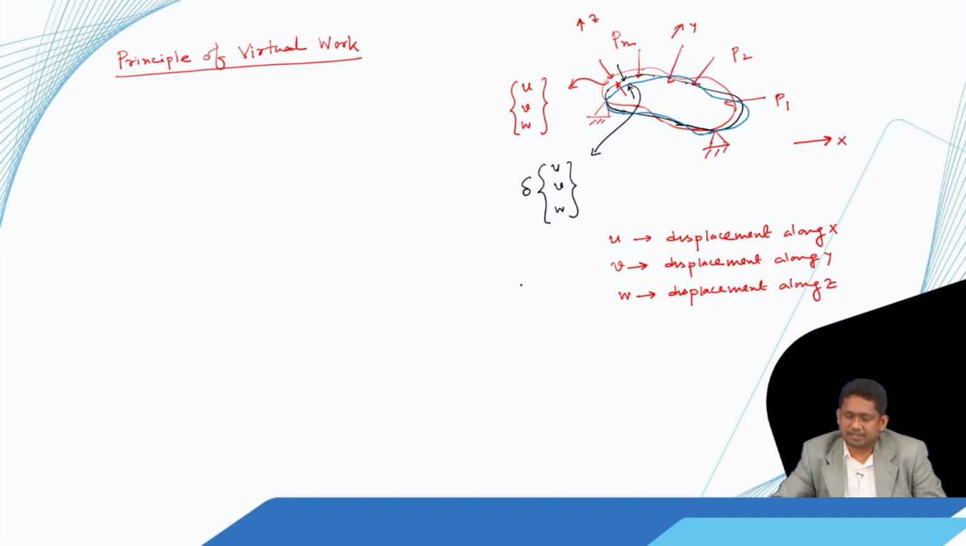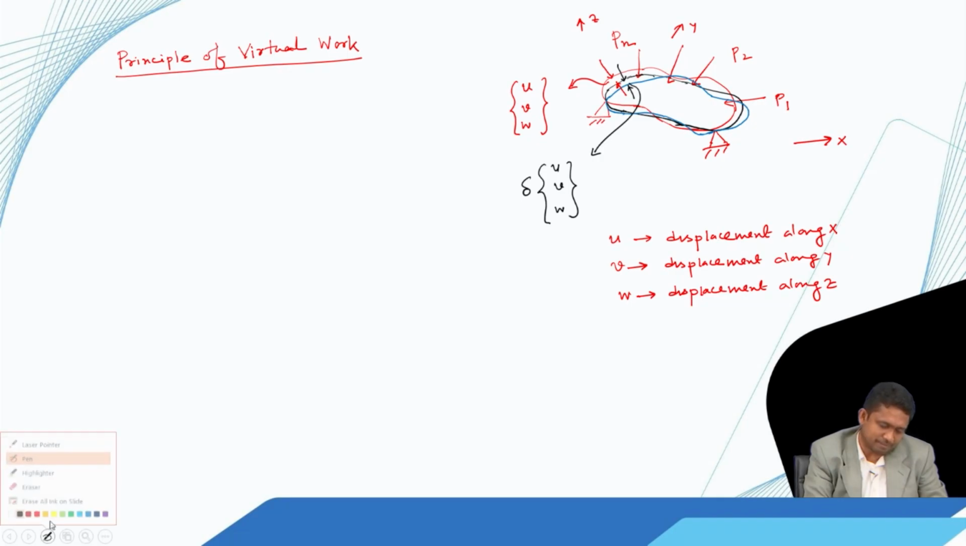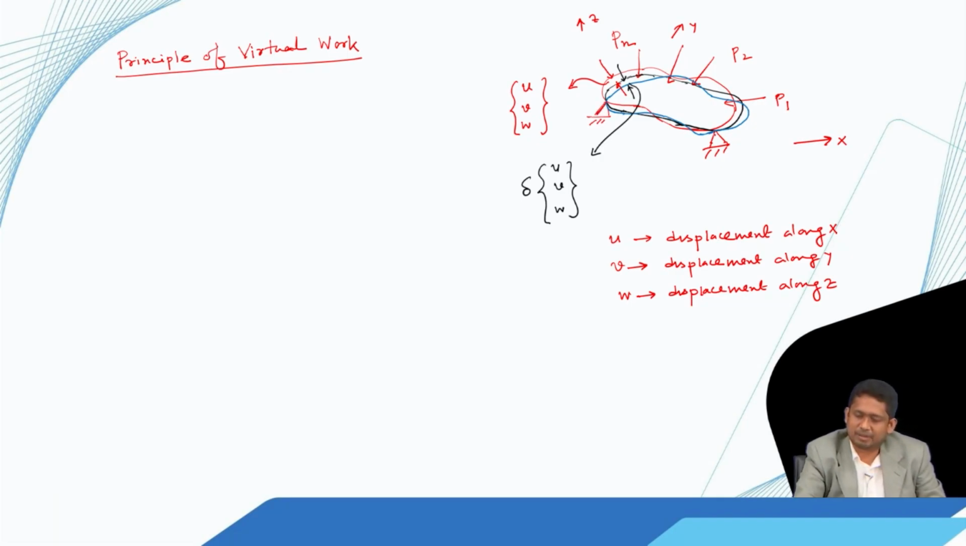Now, this variation, as I said, should be 0 where we have the essential boundary conditions specified, that means the values are known to us. If I look at this structure, at these supports we have the values specified, that means the support does not move. So, at this support there cannot be any displacement, that is why the perturbation also is 0 at the supports.